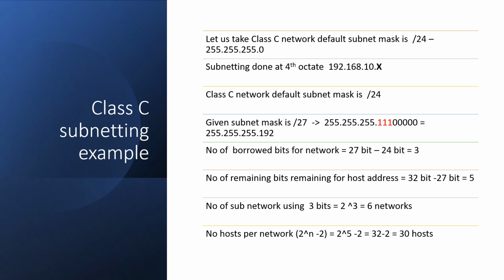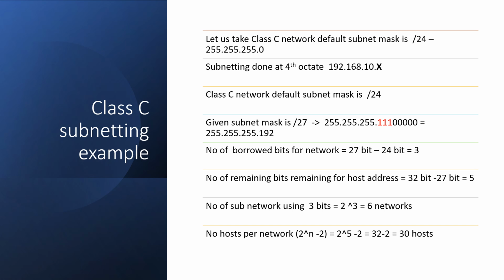Okay, so now the Class C subnetting examples. Let's take a Class C network whose default subnet mask is /24, 255.255.255.0. The network is 192.168.10.x. For a Class C network, the default subnet mask is /24.